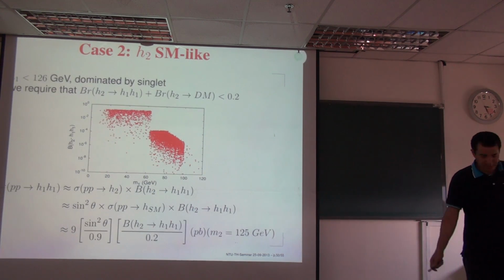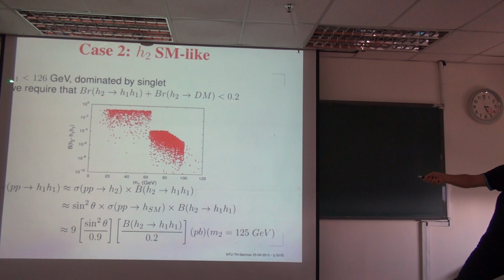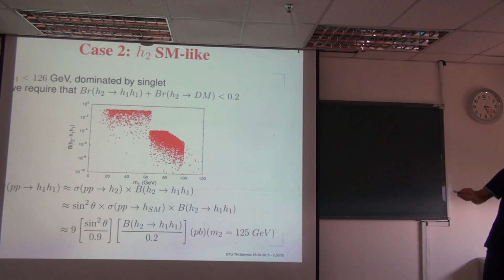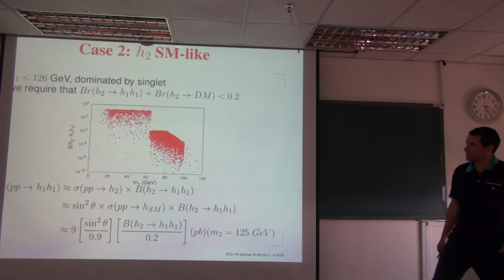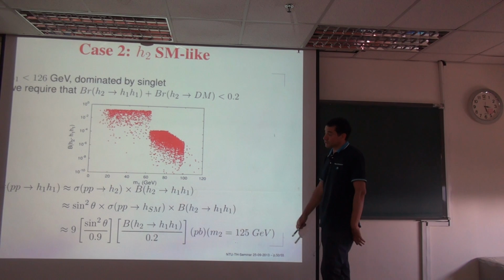In the other case, when H2 is the standard model-like and H1 is lighter than 126, we know that there is a constraint on the invisible decay of the Higgs. So we ask that the branch ratio of H2 going to H1 and H2 going to invisible decay should be less than 20%. And so in this, we plot the branch ratio of the Higgs going to 2 H1. And so the maximum, of course, because of this constraint here, is 20%. But even with this 20%, we can get a large cross-section.